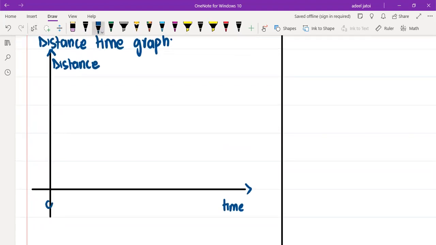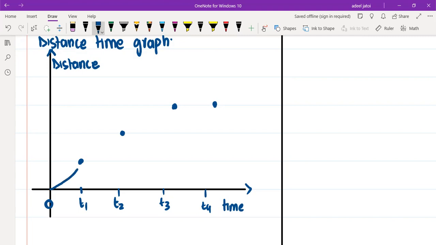Let's say we are starting off with 0, t1, t2, t3, t4, and similarly t1, t2, t3, t4 on the other axis. Let's create a graph as well.